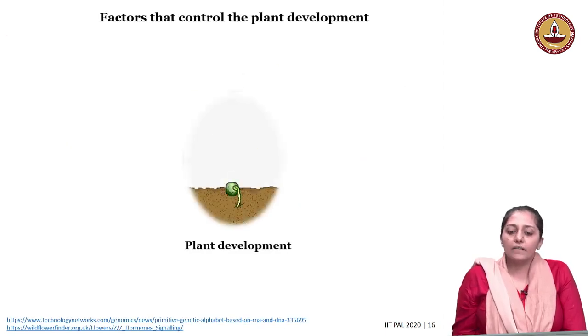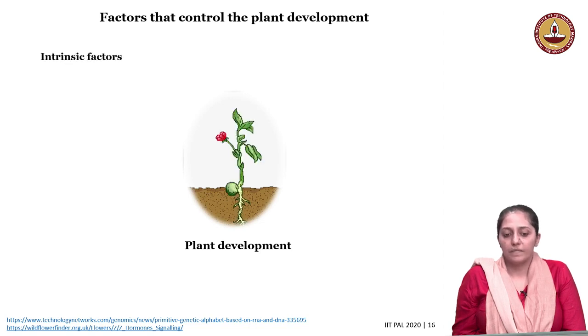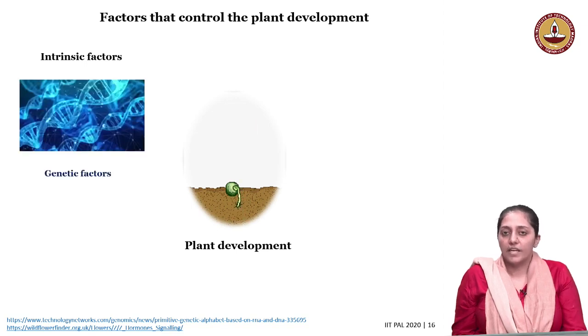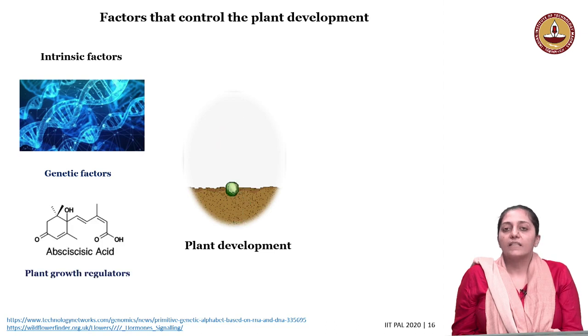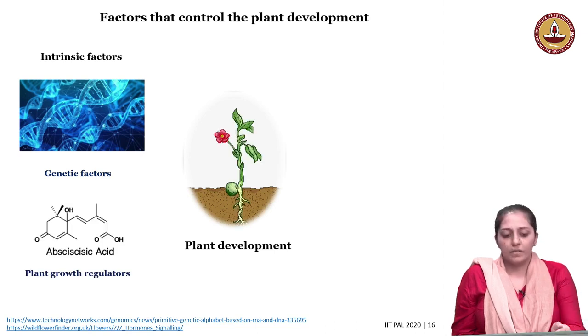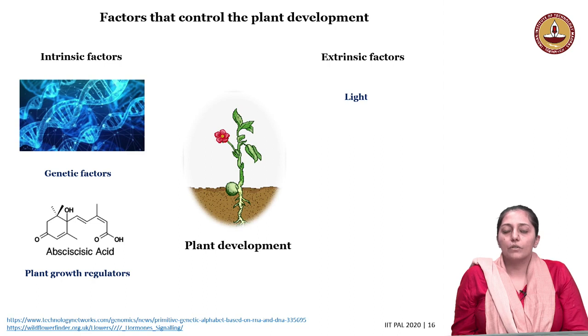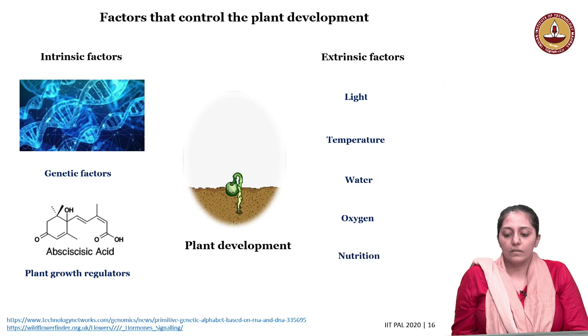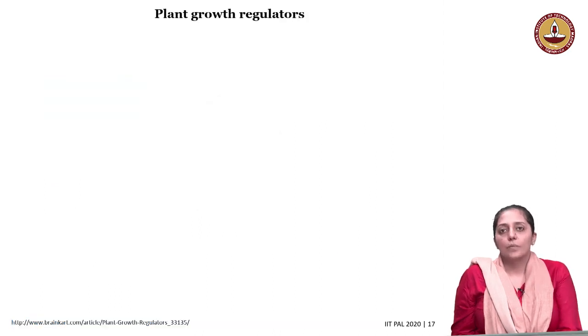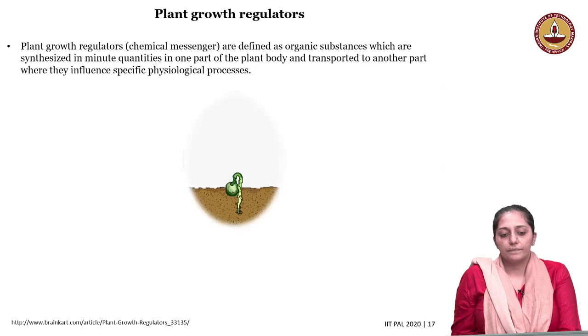Now let us see what are the factors that control plant development. There are intrinsic factors like the genetic makeup of the plant and the presence of certain components. Here abscisic acid is one of the plant growth regulators. Another is extrinsic factors, which include light, temperature, water, oxygen, nutrition. So today we will discuss more about plant growth regulators.